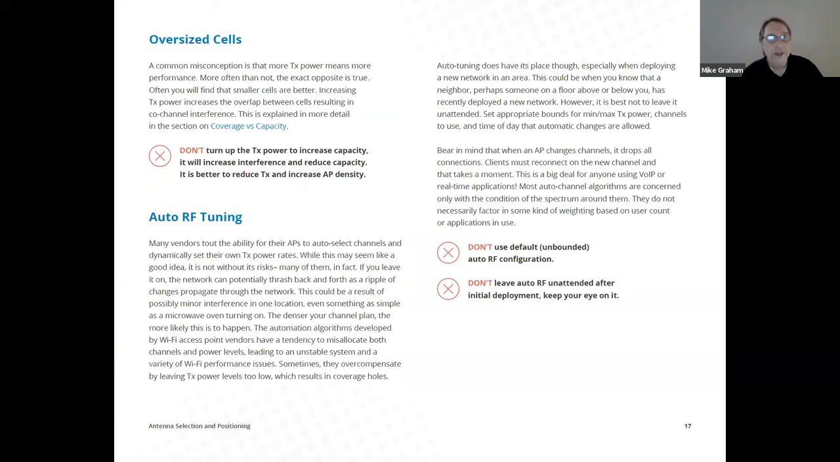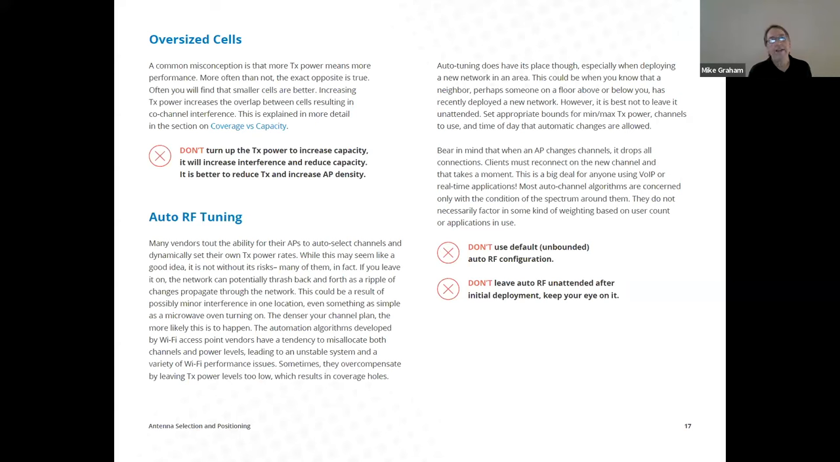Oversized cells, cell size in general. We talk a lot in the industry about coverage versus capacity. And certainly in a lot of carpeted spaces, capacity is king. You're going to have 30, 40, 50 users in a small area. You need enough access points there that are going to support Zoom calls and file transfers and everything that we do on a network. But that isn't the case everywhere.